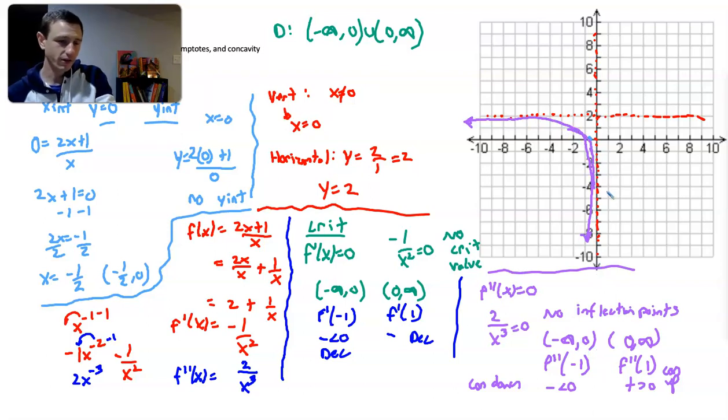And then what we know on the other side of that asymptote, from 0 to infinity, is decreasing and concave up. So that is going to look like this. Something like that. It's decreasing and concave up. On the other side, it's decreasing and concave down. There's our graph. And we have our intercepts identified. We have all of our asymptotes identified. And that would be it.